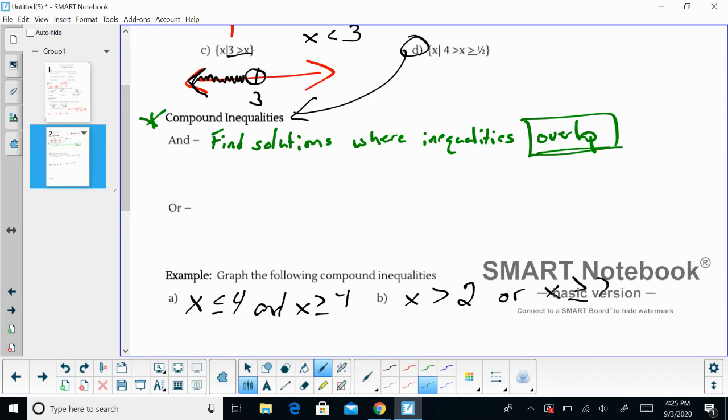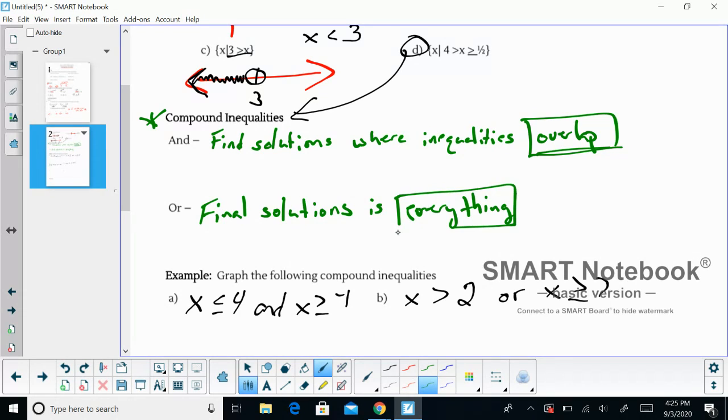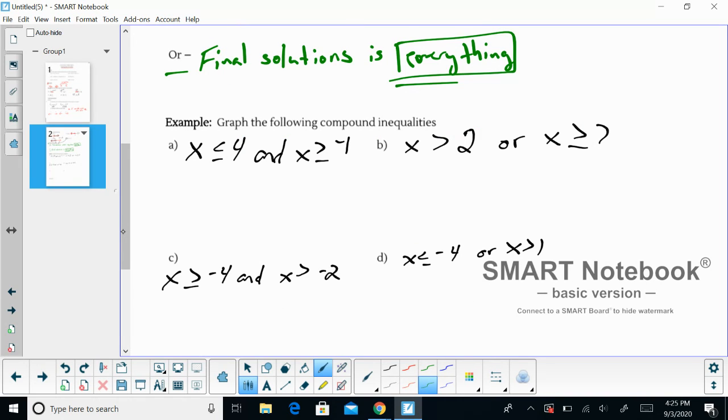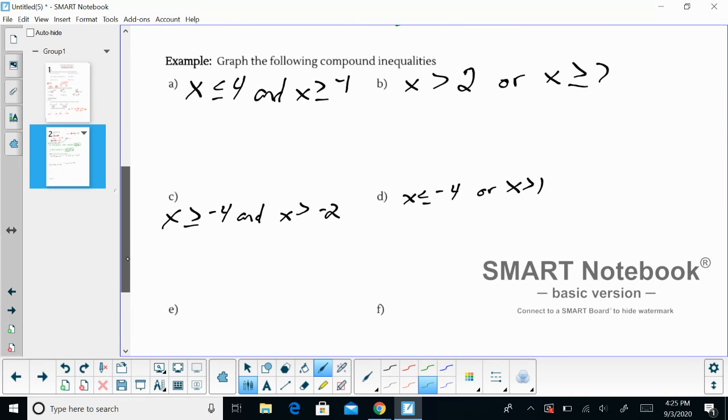Now, the or inequalities are final solutions is everything. Everything. So ands overlap, ors are everything. Let's give this a try. I've written some examples in here.